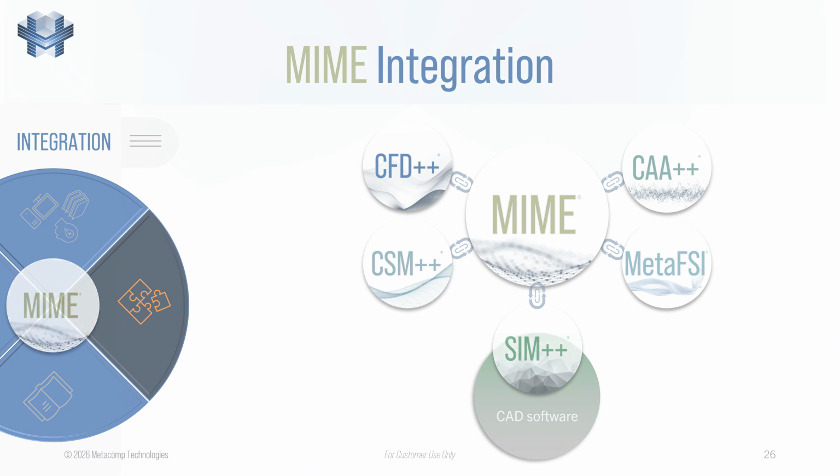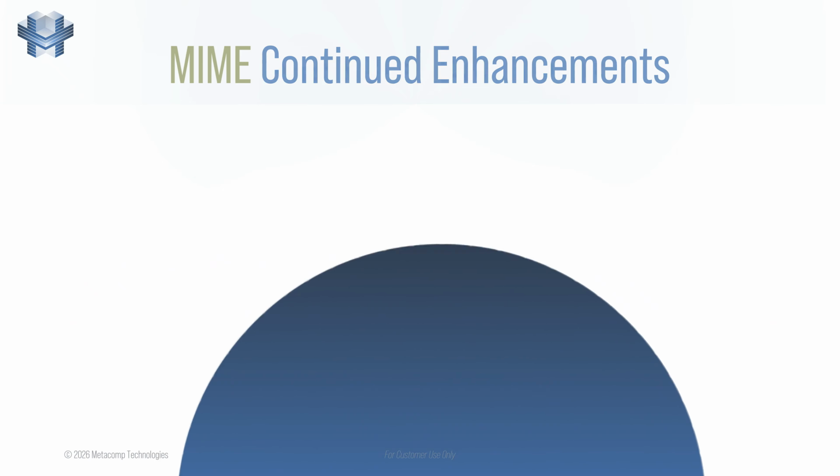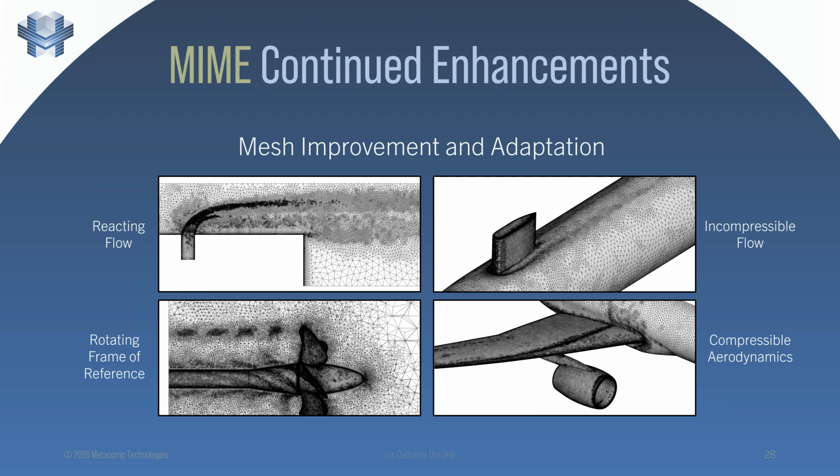MIME continues to be developed and advanced. Upcoming features of MIME include multi-threaded volume meshing and support for mesh adaptation when used with CFD++. In addition, further improvements to the user interface and the meshing workflow continue to make MIME easier to use and more reliable than ever. When combined with CFD++, MIME can be used to adapt meshes to obtain better solutions for a wide range of simulation types and flow conditions. For example, MIME and CFD++ have been used to adapt meshes for reacting flows, incompressible flows, rotating frame of reference flows, and for compressible flows.